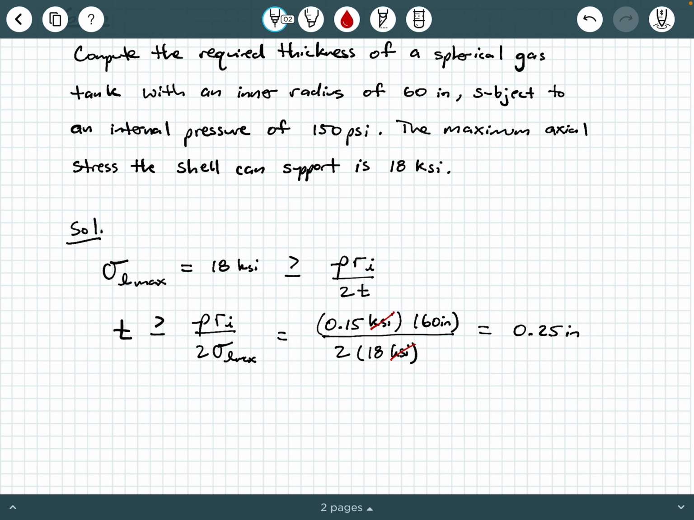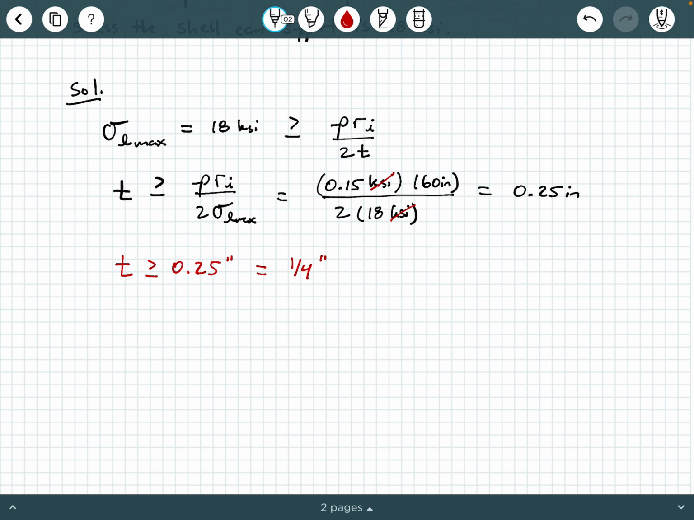So what this is saying is that our wall thickness must be bigger than or equal to 0.25 inches or 1/4 of an inch, which is fine. Now, we just need to check that with this thickness, we still have a thin wall pressure vessel, so we can always check R sub i over the thickness. That's 60 inches over 0.25 inches. And so 60 divided by 0.25 is 240, which is much bigger than 10. So it's still a thin wall pressure vessel.